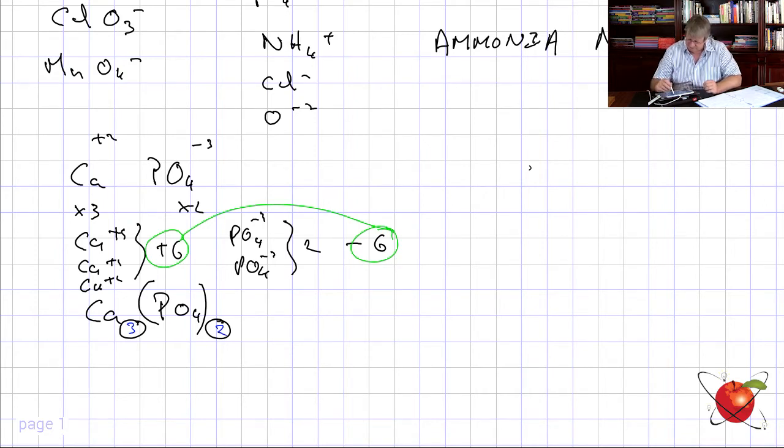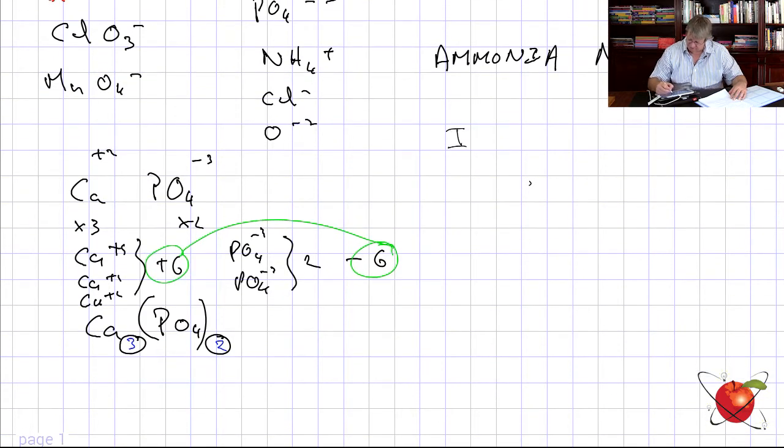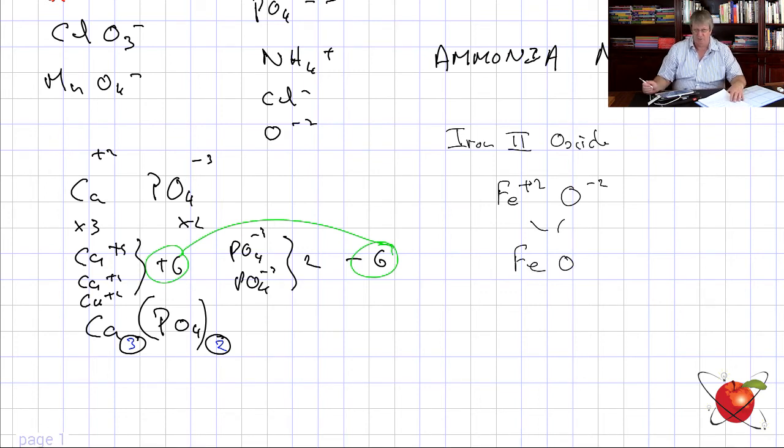The next one they asked us to do was iron(II) oxide. Now, an oxide is O2-, and they've said iron 2, which means it's a +2. So they combine perfectly happily to be FeO, correct? One oxygen and one iron can go together.